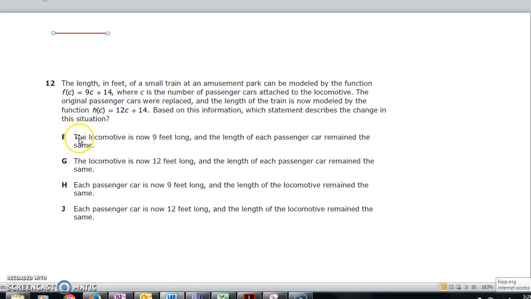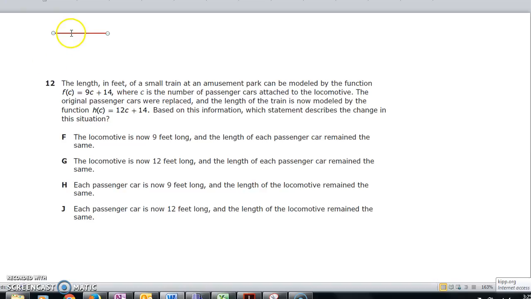Number 12. The length in feet of a small train at an amusement park can be modeled by the function f of c equals 9c plus 14, where c is the number of passenger cars attached to the locomotive. The original passenger cars were replaced, and the length of the train is now modeled by the function h of c equals 12c plus 14. Based on the information, which statement describes the change in this situation?